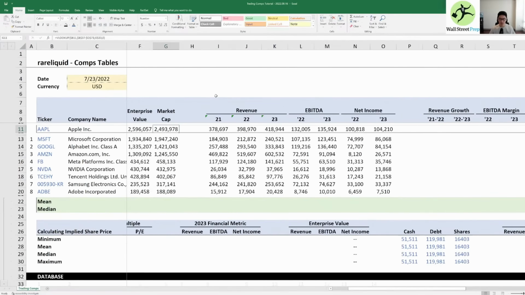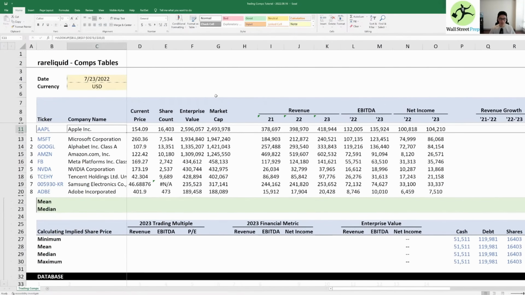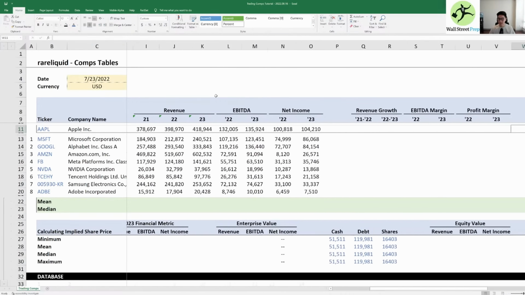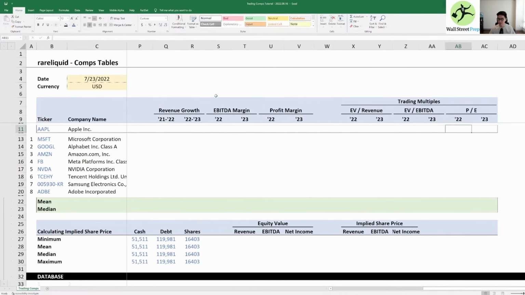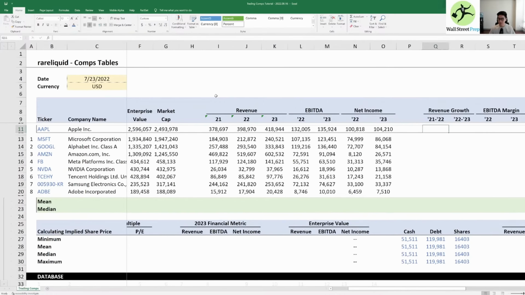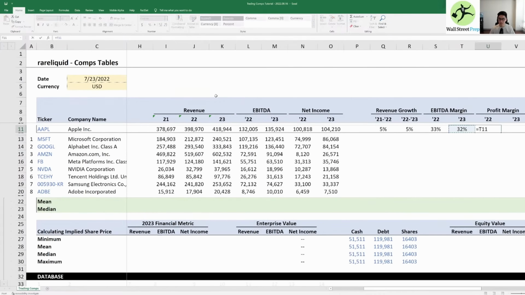So as you can see here, we have all of the figures, right? We have current price, share count, enterprise value, market cap, and then we have revenue, EBITDA, net income. And on the right side here, we need to calculate what our growth rates are, margins are, and then our trading multiples. So what we want to do here is equals, then get our revenue, and then divide by our previous year minus 1. That gets us to 5%. EBITDA margin is your EBITDA, then divided by the year that you're in. And then profit margin, similar thing, net income divided by the year that you're in.